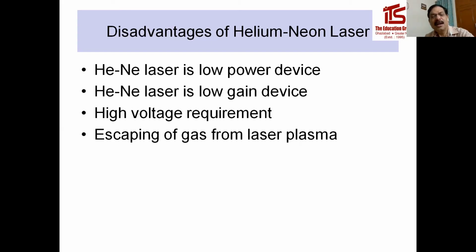Other demerits are that a high voltage requirement can be considered a disadvantage, and spacing of the gas from the laser plasma tube is also a disadvantage. These are the disadvantages of the helium neon laser.